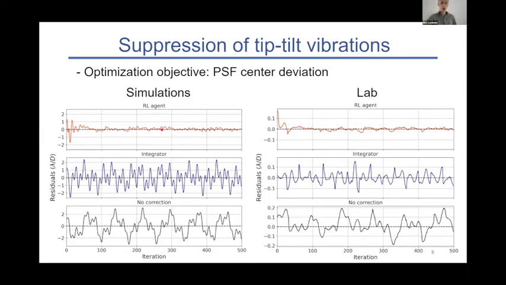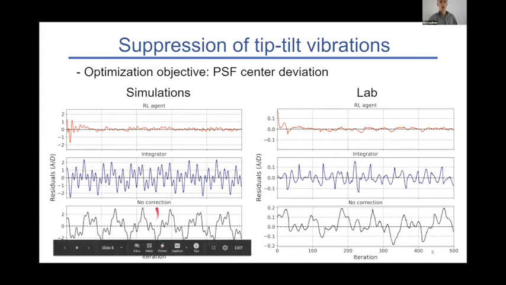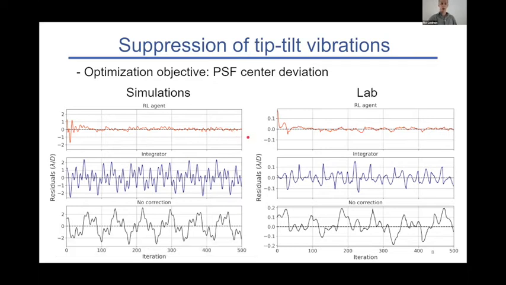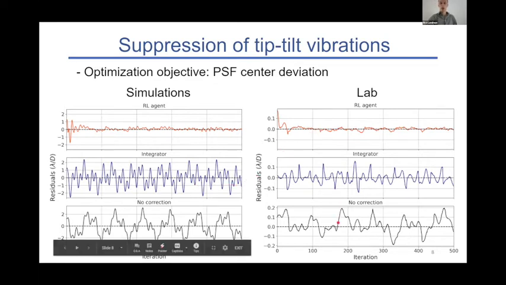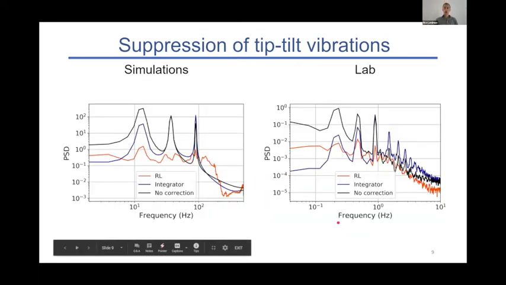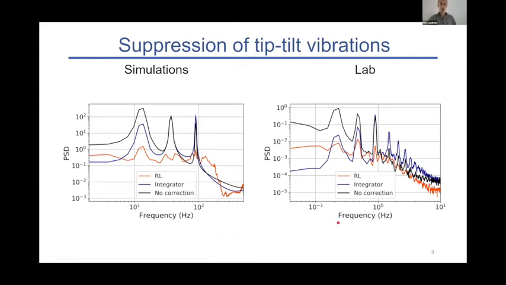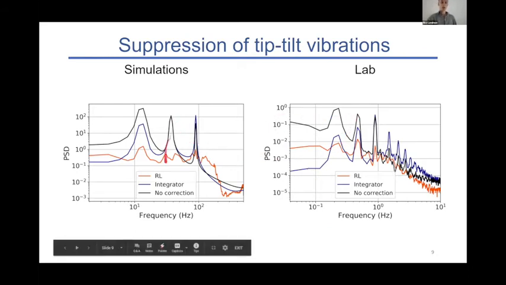It shows the residuals along the X direction for 3 controllers. On the top, we have the trained reinforcement learning agent. In the middle, we have an integrator with optimal gain. And on the bottom, we have the open loop residuals. We see that the reinforcement learning agent is able to get rid of most of the vibrations, while the integrator is not. And we observe the same thing in the lab. If we look at the temporal power spectral density, we see that indeed the reinforcement learning agent is able to reduce the power in these vibration peaks.